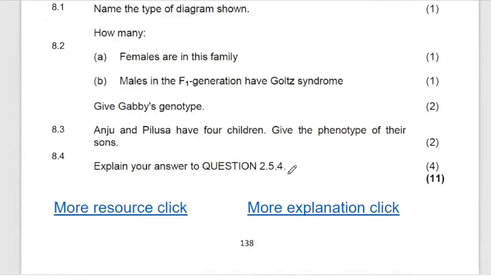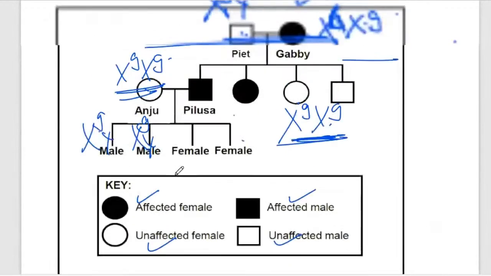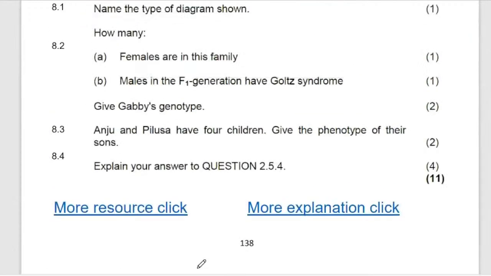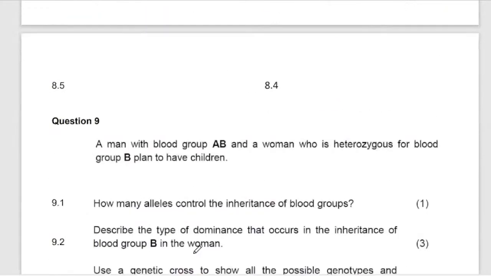Explain your answer above. Why? Because they are normal. Anju, who is a female, is normal with the 2 recessive alleles. Therefore, she gives 1 recessive allele to the males. You understand? Therefore, they are normal. So basically, that's what you need to talk about.